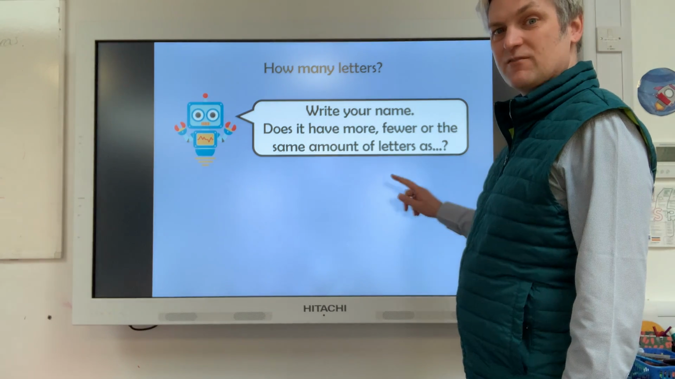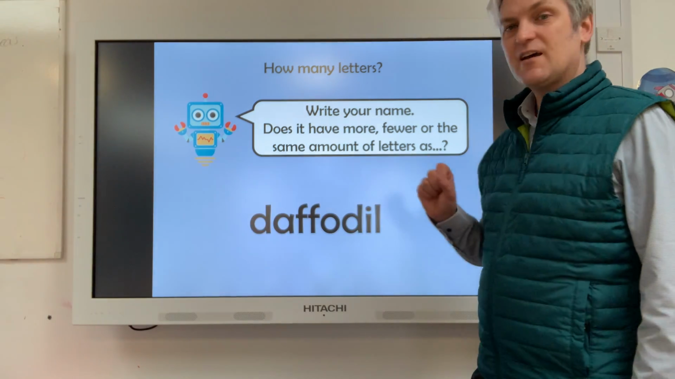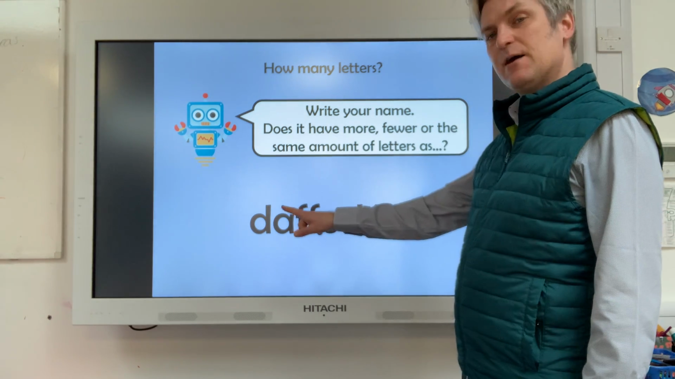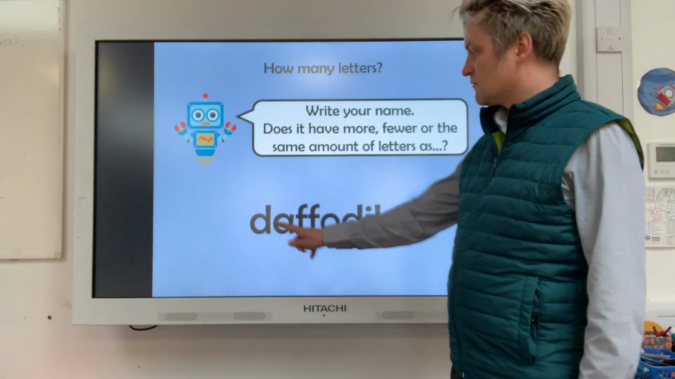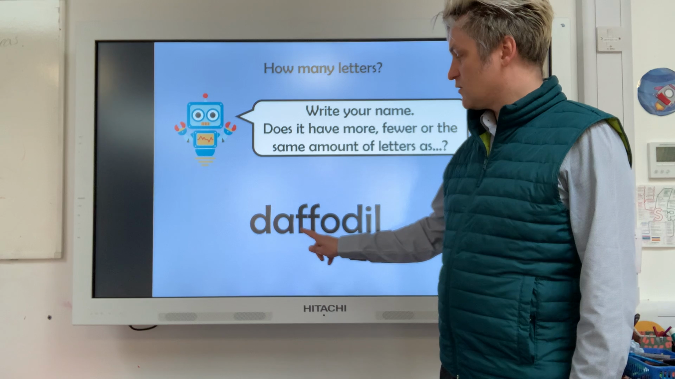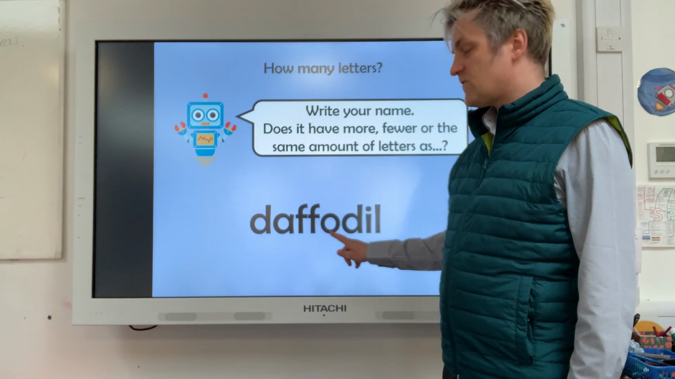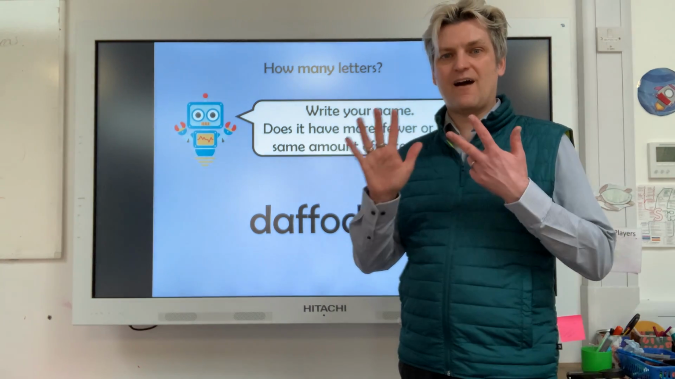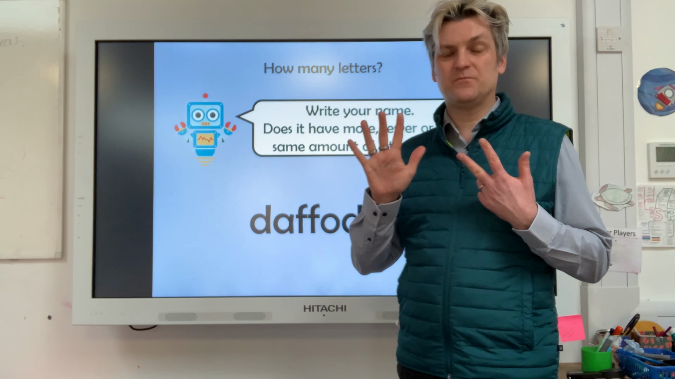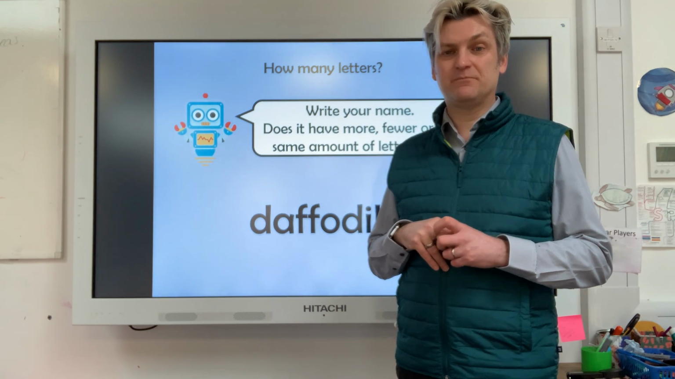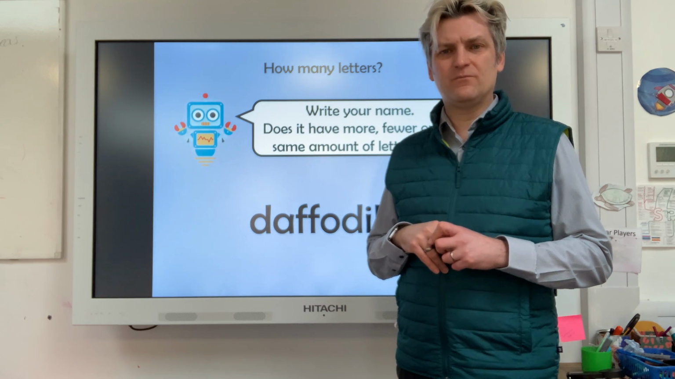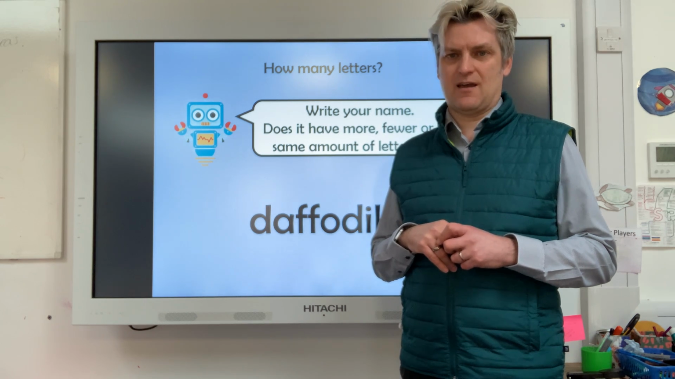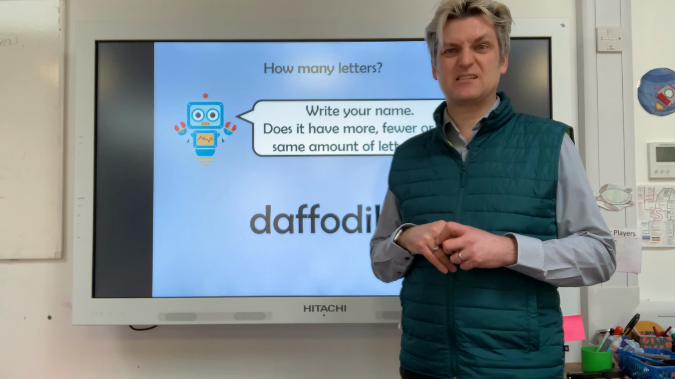Right, here's another one. Because I've got another spring flower name. Here we are. Daffodil. There's lots of beautiful yellow daffodils out at the moment. Now, how many letters are in this word? 1, 2, 3, 4, 5, 6, 7, 8. There are 8 letters in that word. Now, the letters in your name, are they more than 8? Are they fewer than 8? Or are they the same as 8? See what your grown-up thinks.